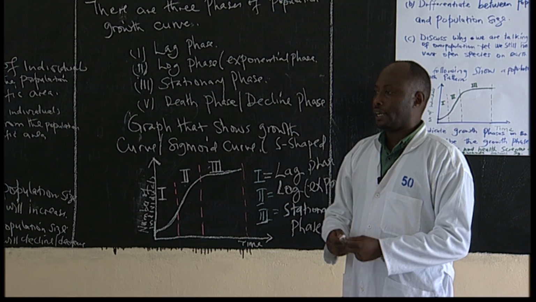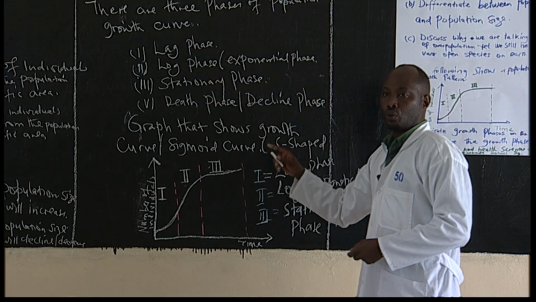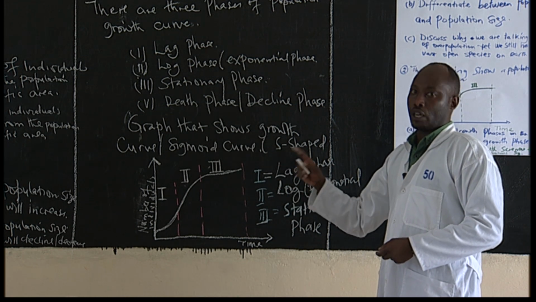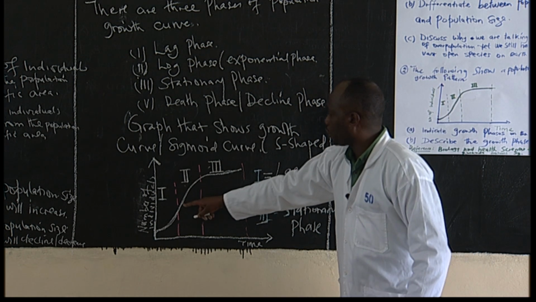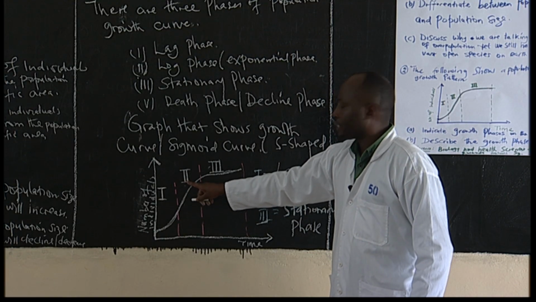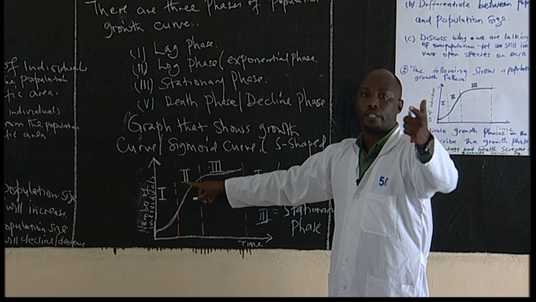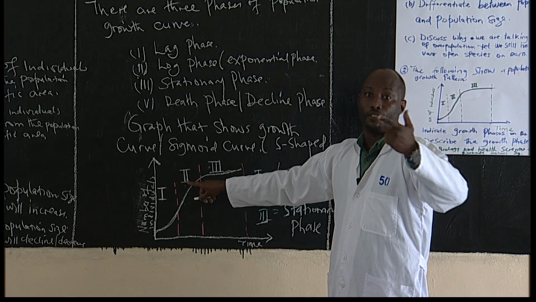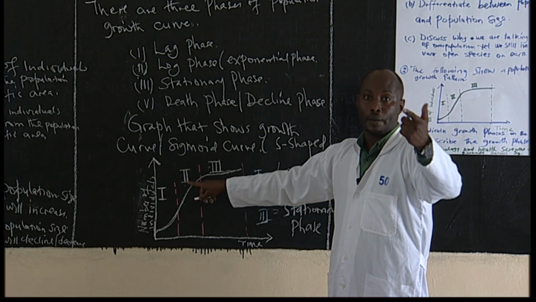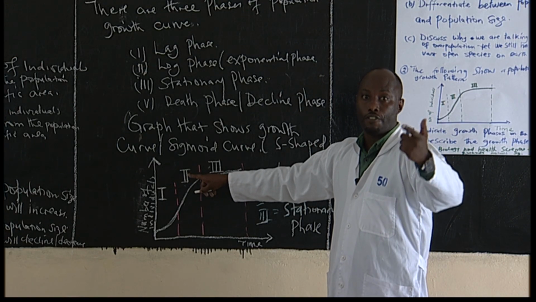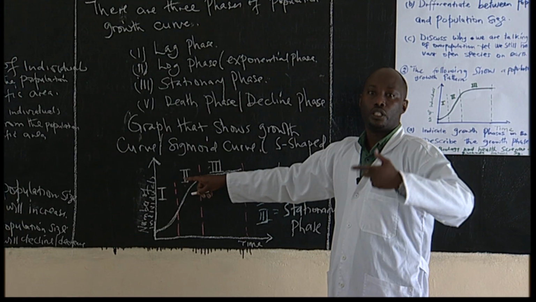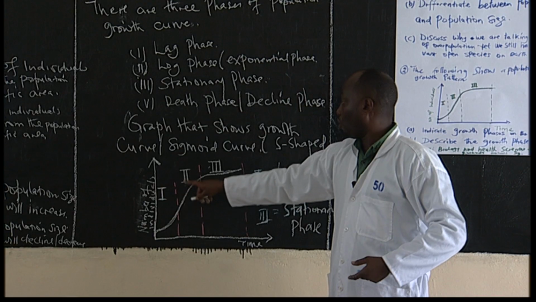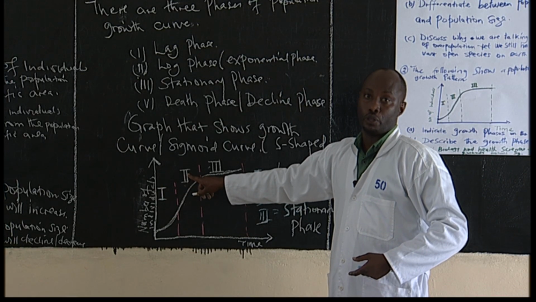They are doubling, from 2 to 4, then from 4 to 8, from 8 to 16, and so on and so forth. The number of individuals is multiplying. Here in the log phase, there is no environmental resistance. The population is increasing rapidly because there are no limiting factors. For example, food is enough, space is enough, reproduction is very high, so the organisms are multiplying at a very high rate in the log phase or exponential phase.